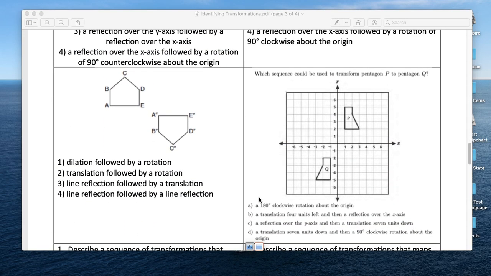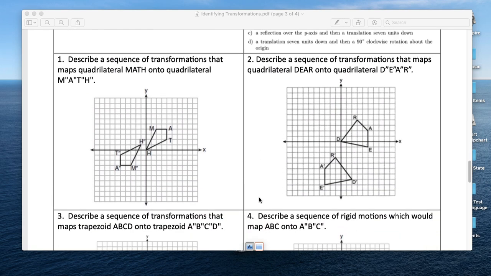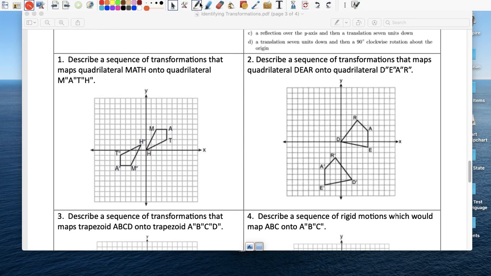I think we stopped here. Now, what's this one? Just make it a little bit bigger.